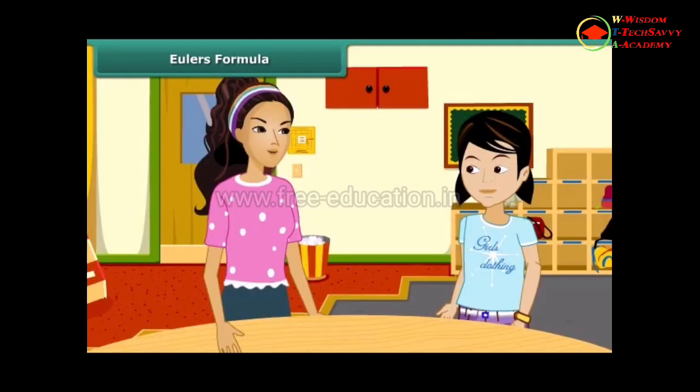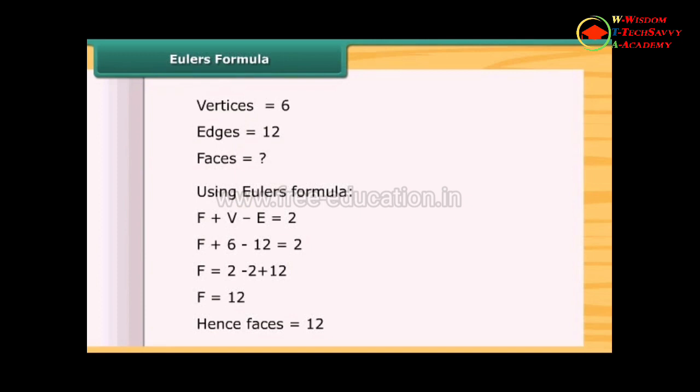If the number of vertices and the number of edges of a polyhedron is given, then we can find the number of faces of that polyhedron using Euler's formula. And if the number of faces and the number of vertices are given, then can we find the number of edges? The two values are given, then we can find the third value using Euler's formula. Here is an example.